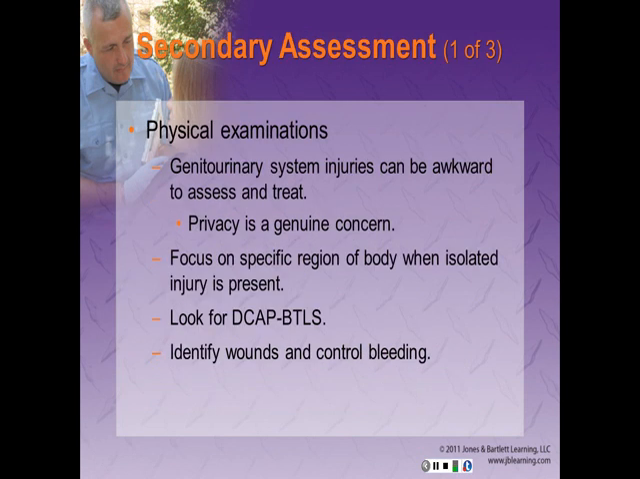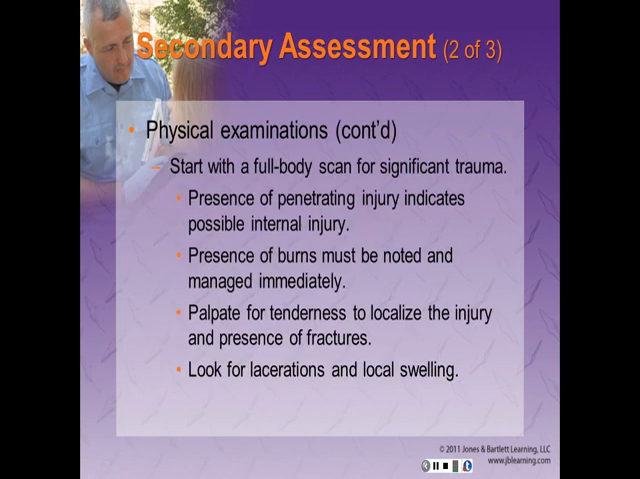Perform your secondary assessment. Do your physical exam, and remember these injuries can be awkward to assess and treat. Privacy is a genuine concern. If the patient has an isolated injury, focus on that and the body region affected. Look for DCAP-BTLS and identify wounds and control bleeding. For significant trauma, start with a full body scan to see if there is trauma affecting multiple systems.